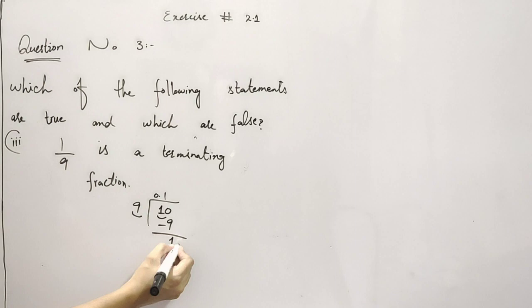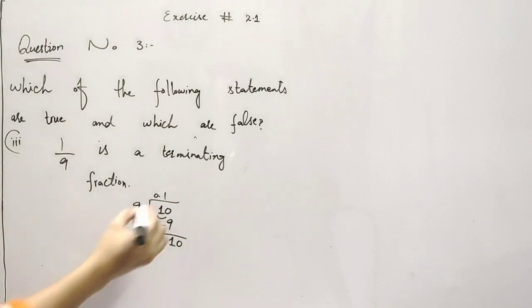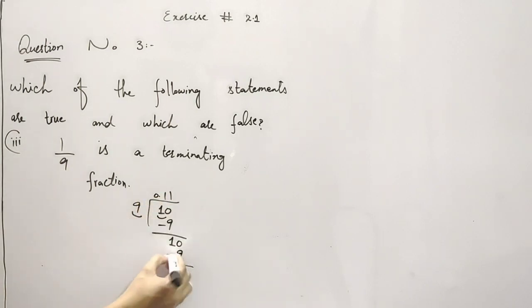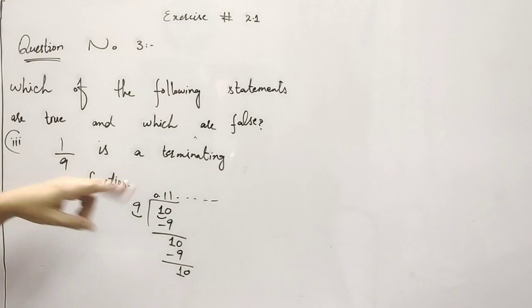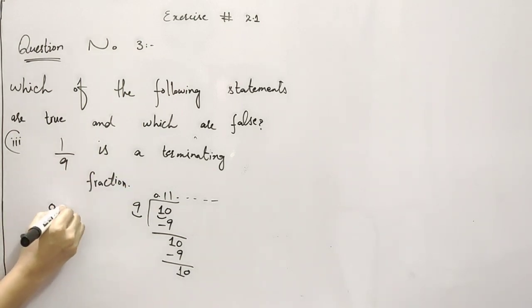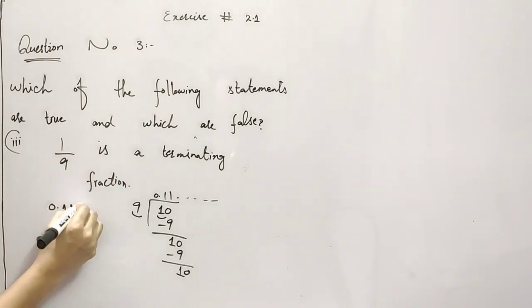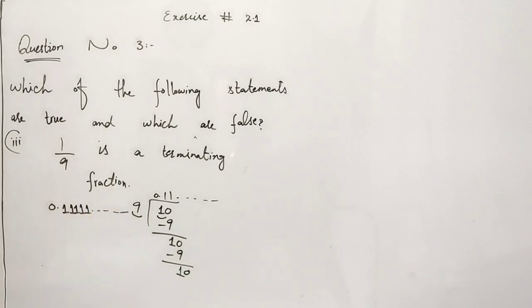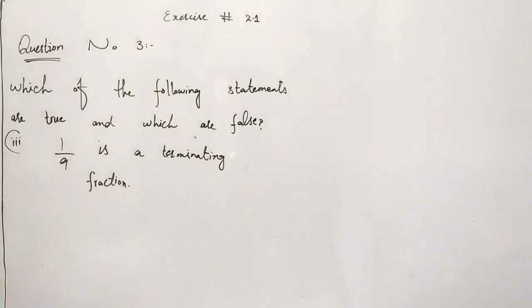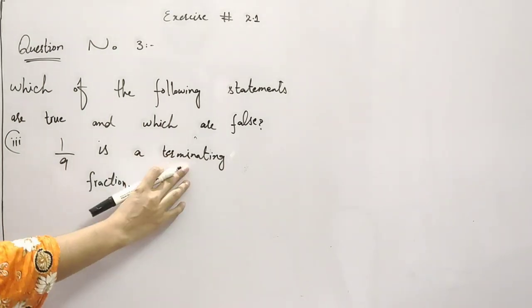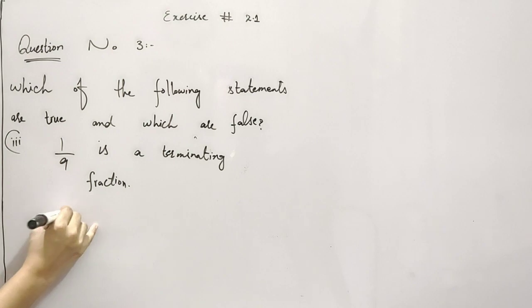1 is again less, so put again 0 here. 9 ones are 9, again 10 minus 9 is 1. Again this is 1, 1 is less than 9, so again put 0. So the fraction is not terminating because its answer will be 0.1111 and so on. It has no proper answer. So 1 by 9 is not a terminating fraction, so the statement is false.